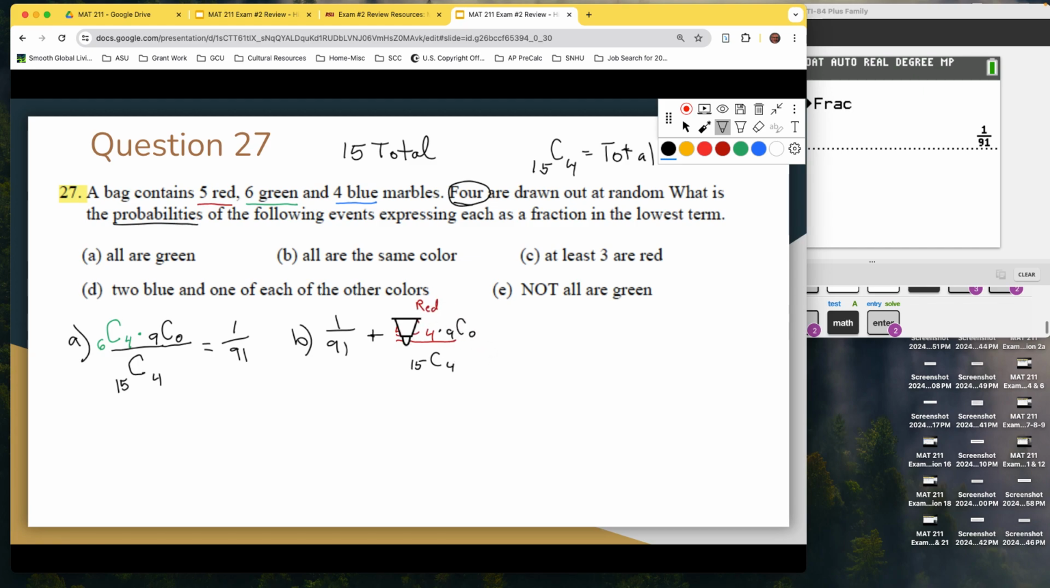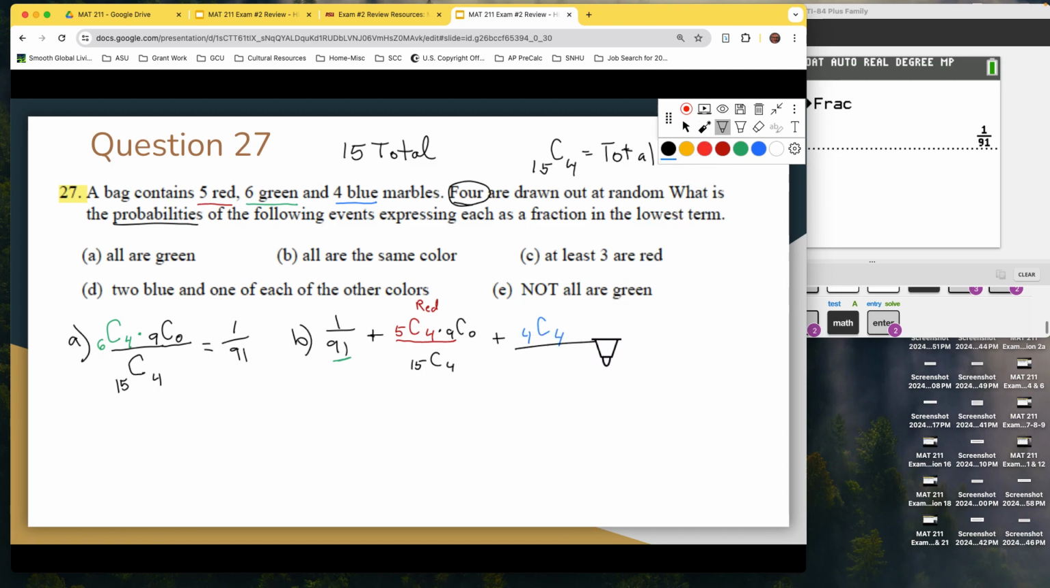You'll see that that's equal to 1, so that's always going to work. Okay, and then we've got the green. I should have done that in green, so this is the green one. And then we need the blue. There's 4 blue. We're going to choose 4 out of those blue.